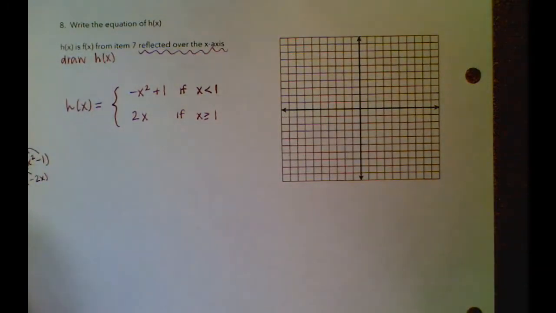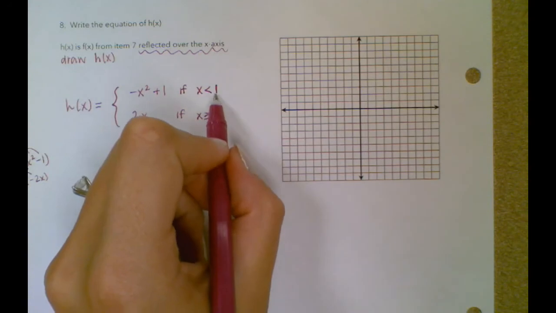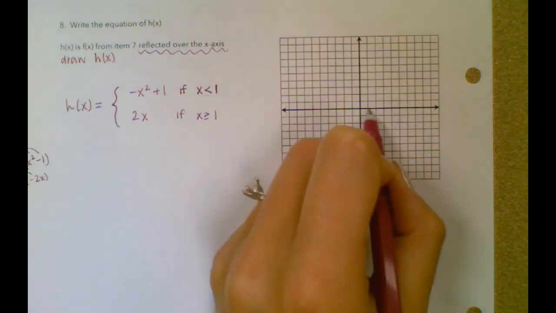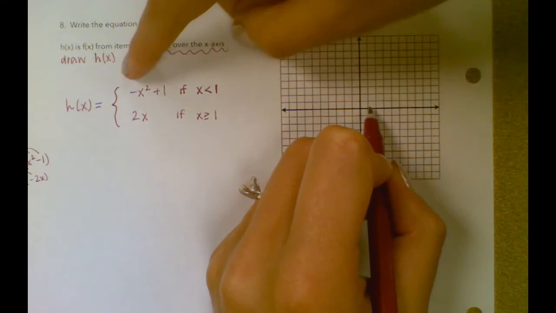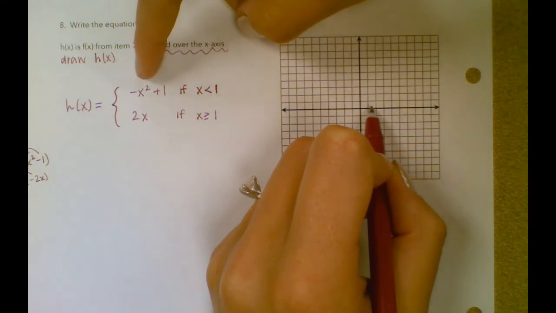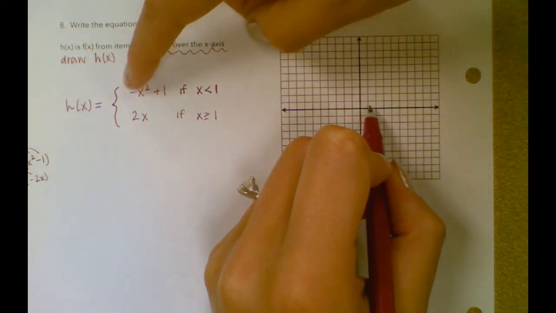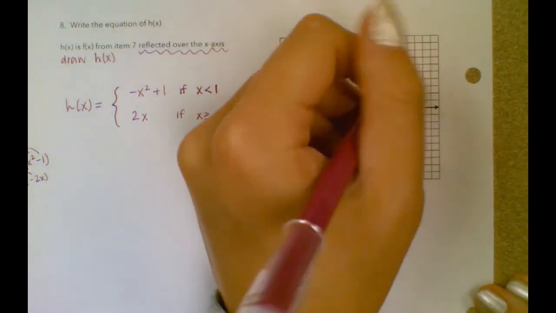All right, let's do this one without making the tables. So at 1, when x is 1, I'm going to have an open circle. So if I plug in 1 right there, 1 squared is 1. That's really negative 1. Plus 1 is 0. So this will be 1, 0.